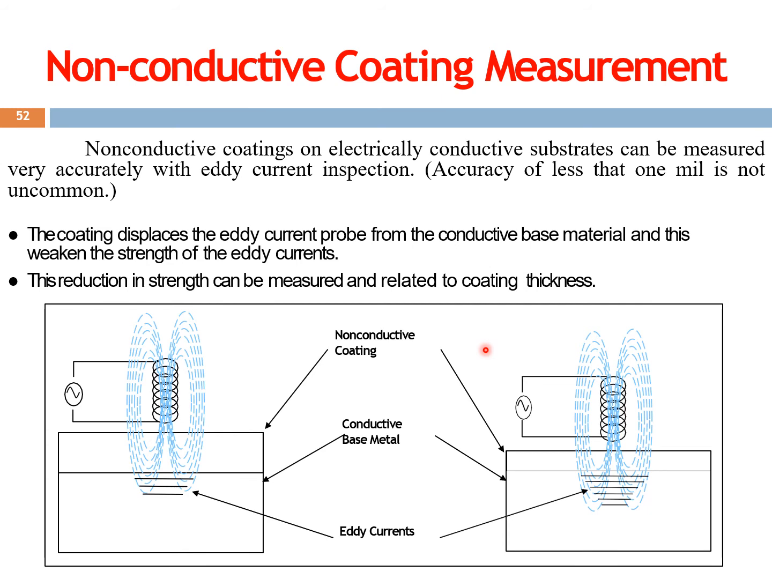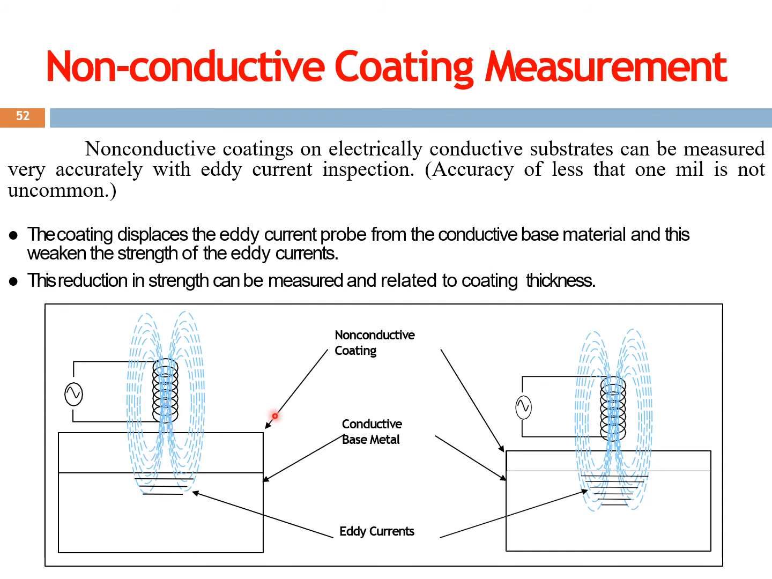That is, if you have a surface and a conducting base material, and above it we are making a coating, we can find out the thickness of this coating also by using eddy current testing. As mentioned before, the coating thickness again can be made as a correlation. We can find a correlation for coating thickness to the strength of the eddy currents. So the coating actually displaces the eddy current probe from the conducting base material. That is, the more the thickness, the more the lift-off distance is increasing, right?